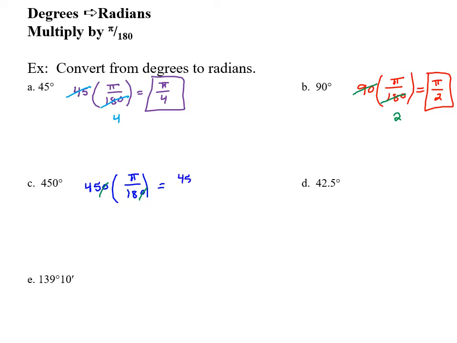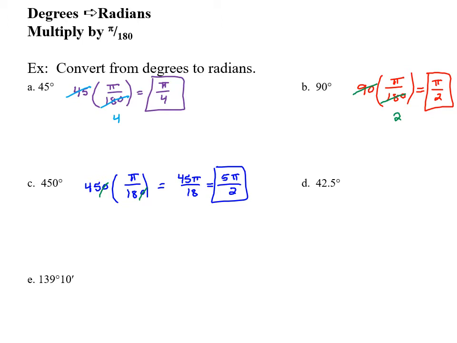So it's 45 pi over 18, but 9 will go into both of those. 9 goes into 45 5 times, and 9 goes into 18 two times. So this is actually 5 pi over 2 if you put it as simple as possible. It'd be 5 pi over 2.